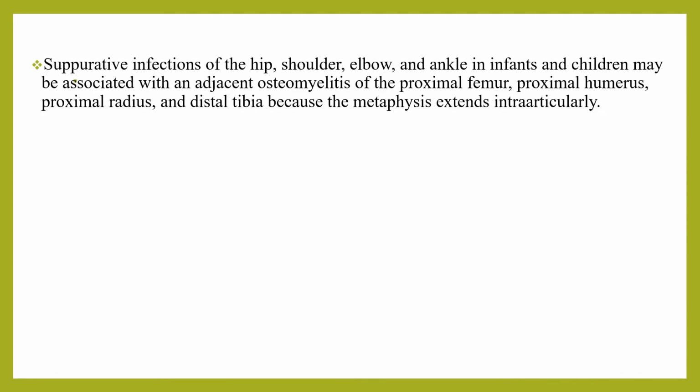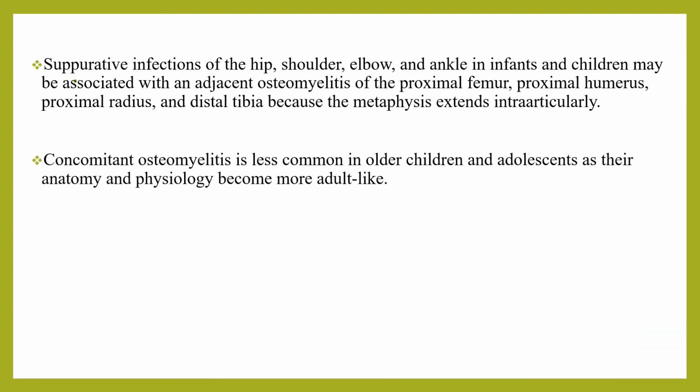Suppurative infections of the hip, shoulder, elbow, and ankle in infants and children might be associated with adjacent osteomyelitis of the proximal femur, proximal humerus, proximal radius, and distal tibia because the metaphysis extends intra-articularly. Concomitant osteomyelitis is less common in older children and adolescents as their anatomy and physiology become more adult-like.